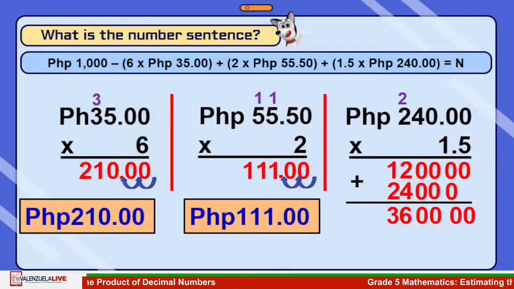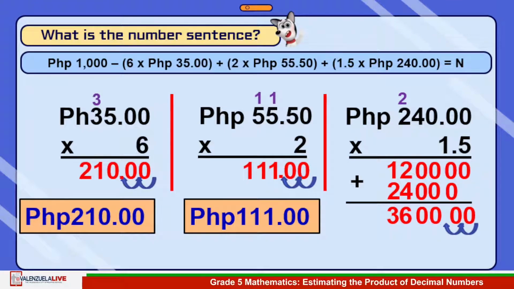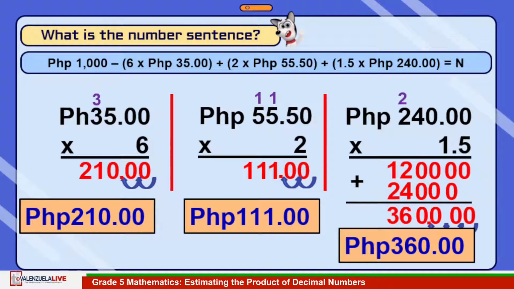Then count the number of decimal places. We have 3 decimal places. Let us move the decimal point thrice from right to left. Okay. So put the decimal point here. So the answer is 360 pesos.